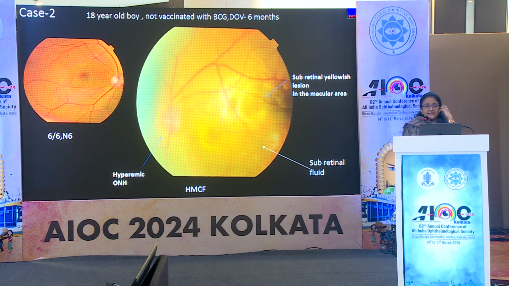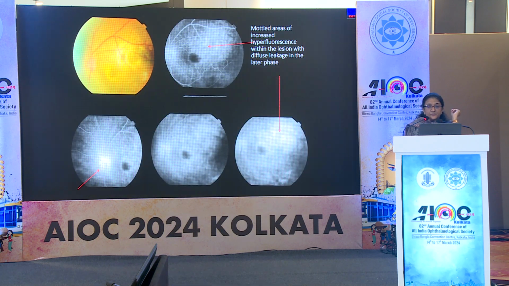Now coming to the second case. So this is an 18-year-old boy, not vaccinated with BCG, having a diminution of vision for last 6 months. And in the left eye, what you see is a hyperemic disc, so you know you're dealing with an inflammatory pathology. You have an exudative RD, and you also have the subretinal yellowish lesion in the macular area. And the vision is as low as hand movements close to face.